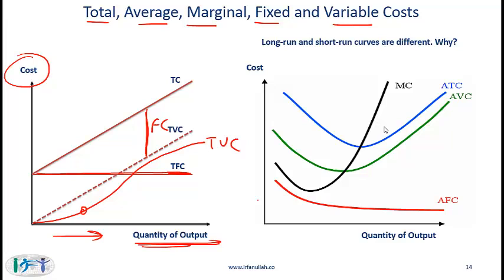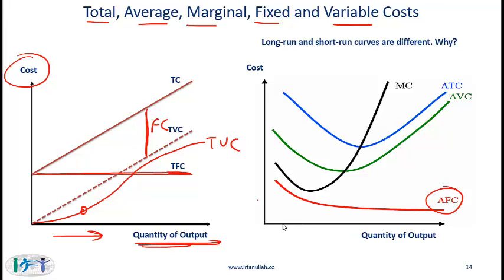Now let's come to the right side of the screen, and here again I'll emphasize that we are looking at short run costs or short run curves. In the long run the costs will be different, and therefore the long run curves are going to be different. Let's consider the average fixed cost first, which is easy to understand. Average fixed cost is simply the total fixed cost divided by quantity.